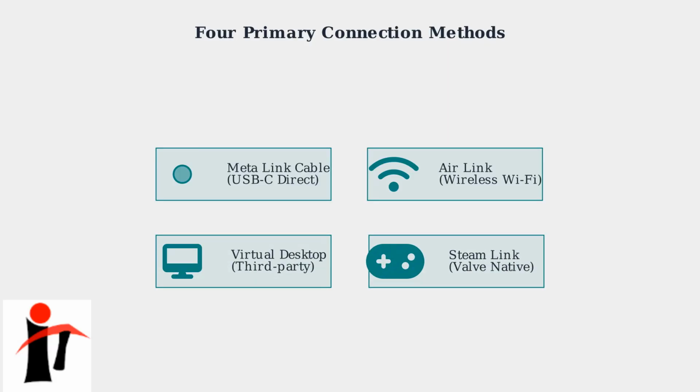These include the MetaLink cable for direct USB-C connection, AirLink for wireless streaming over Wi-Fi, Virtual Desktop as a third-party wireless solution, and SteamLink as Valve's native wireless streaming option.